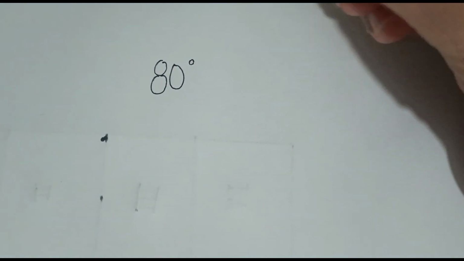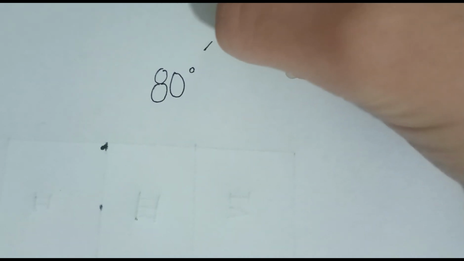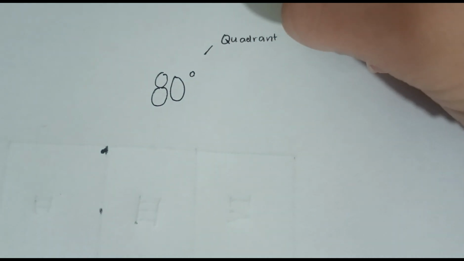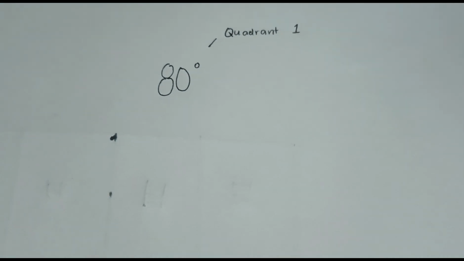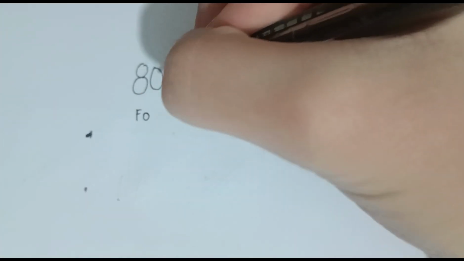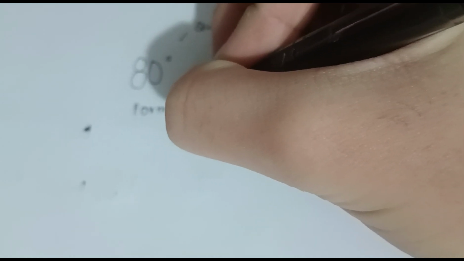Now that you know the step-by-step process, let us try to solve some problems combining all those steps. Our first example is 80 degrees, and 80 degrees lies in quadrant 1. Therefore, if it lies under quadrant 1, we will use the formula: reference angle is equal to the given angle.